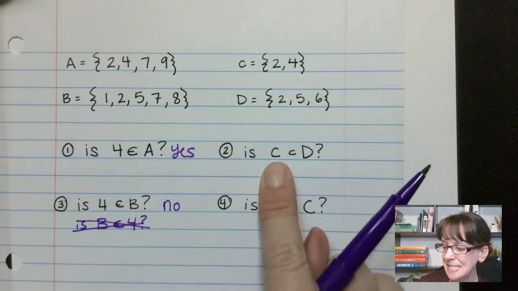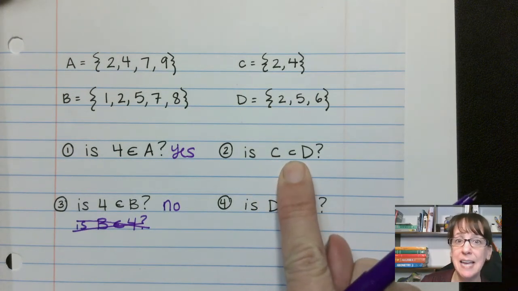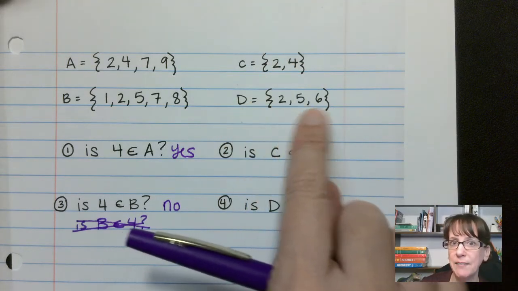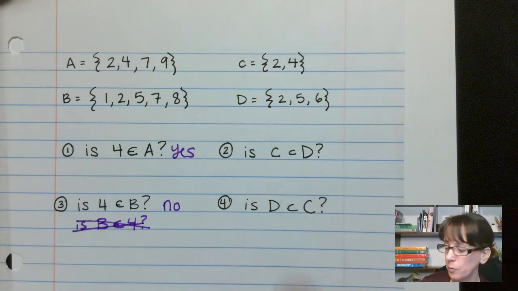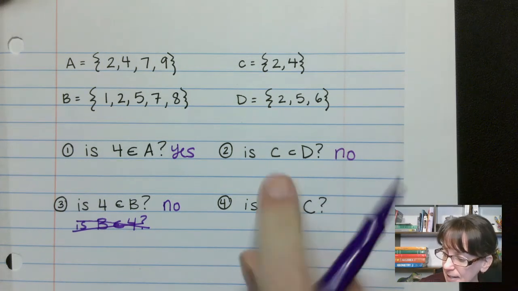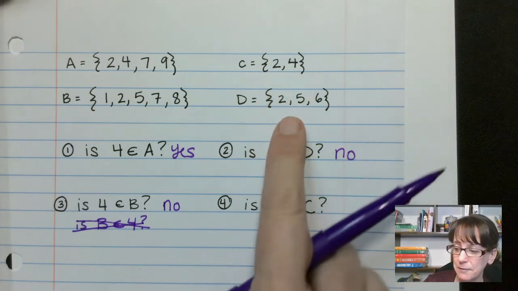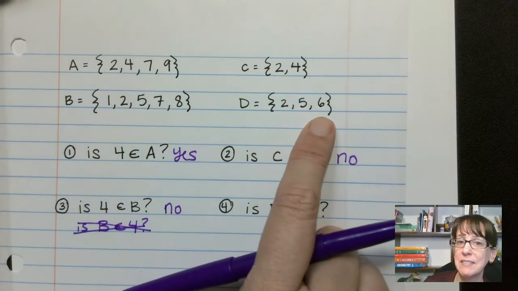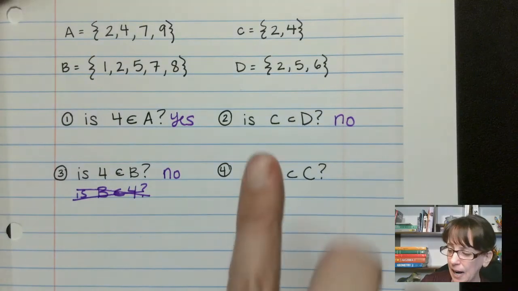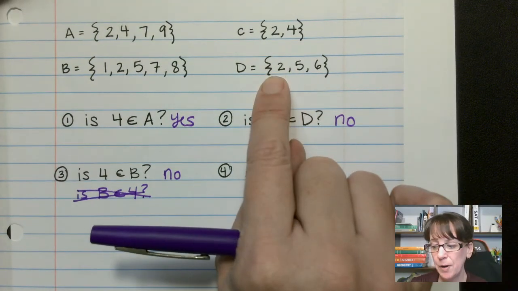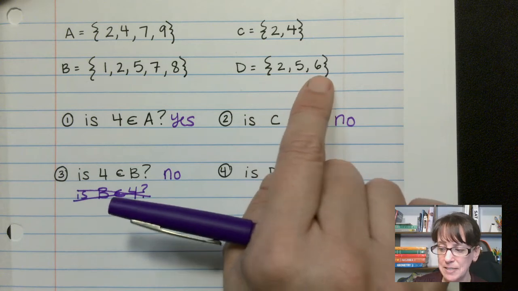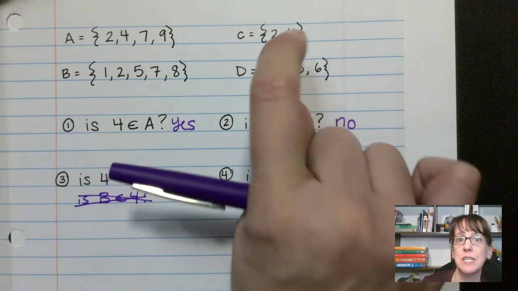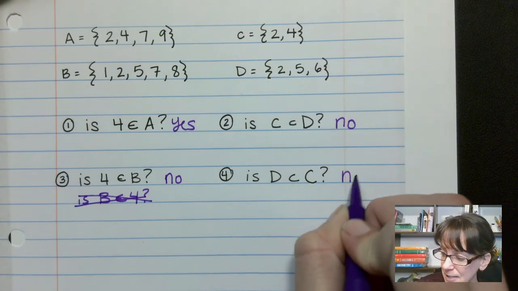Okay, looking at this, it says, is C a subset of D? So we take a look at C, and it's 2 and 4, and D is 2, 5, and 6. So no, C is not a subset of D, because C has both 2 and 4, and D has 2, 5, and 6. So it would not be a subset. Is D a subset of C? Well, no, because this has 2, 5, and 6, and this only has 2 and 4. For it to be a subset, all of these numbers would need to be included in here. So this one is no as well.